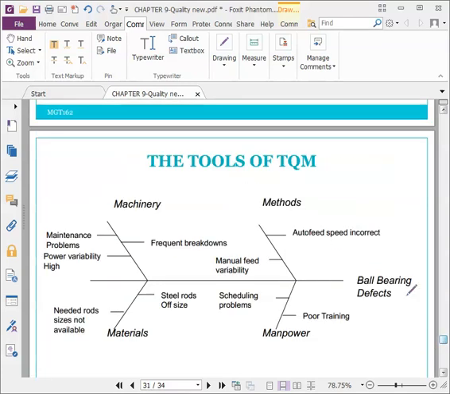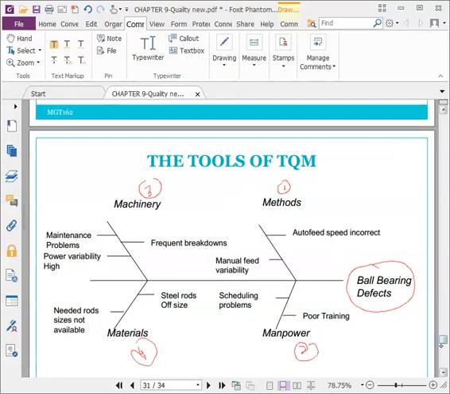Okay, so another example nampak ball bearing defect. Kenapa ada ball bearing defect? The first one, kita tengok method dia. Auto fit speed incorrect. Patutlah. Manual fit variability, cara dia secara manually. Lepas tu yang kedua, apa sebab dia? Manpower. Tak ada training. Scheduling problem. Okay. Yang ketiga, apa sebab dia? Machinery, maintenance problem. The fourth one is material. Okay, itu adalah contoh fishbone.